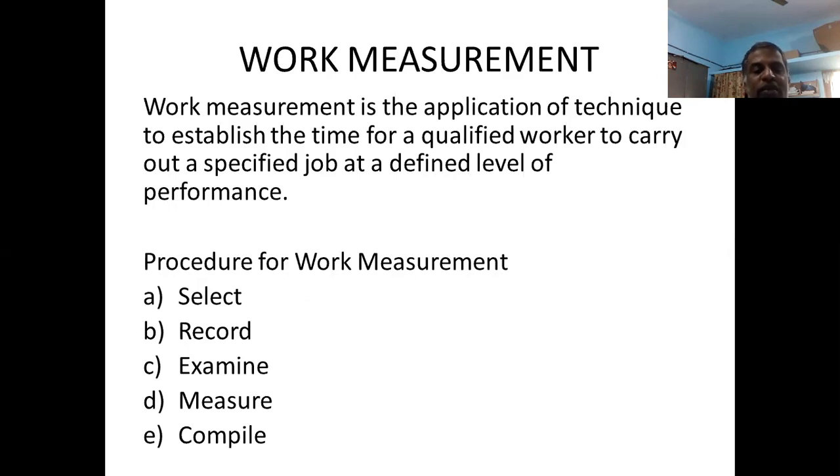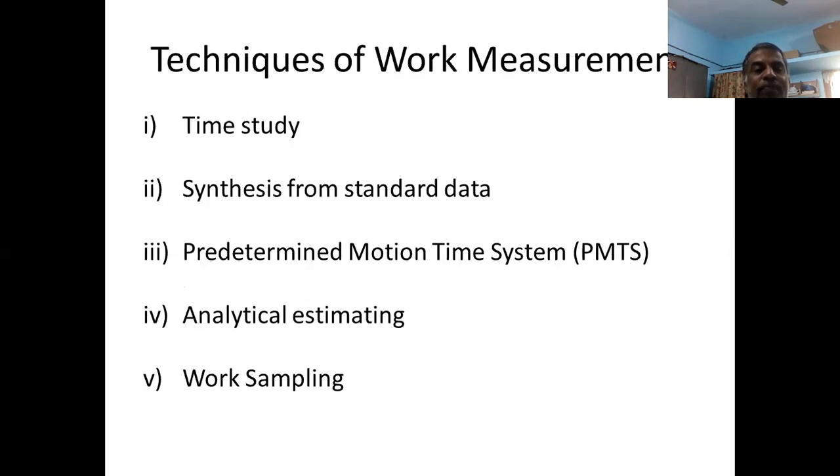The procedure for work measurement is similar to the procedure of method study: select, record, examine, measure, compile. Techniques used in work measurement are time study, synthesis from standard data, predetermined motion time systems, analytical estimating, and work sampling.